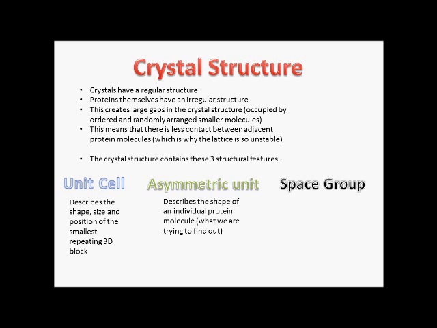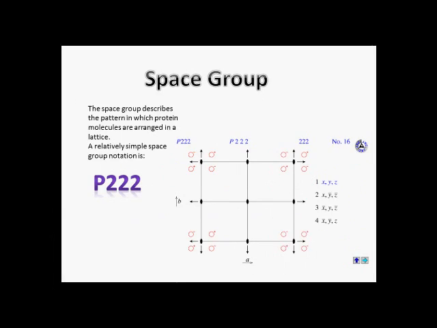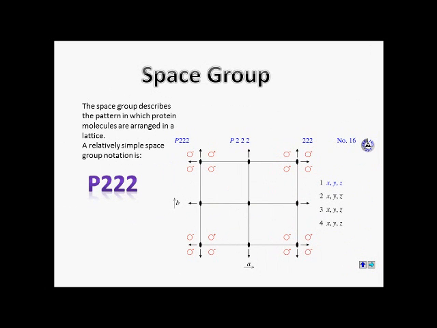The asymmetric unit's very easy to describe. It's just the exact shape of our protein and its bound ligand, which is what we're trying to find out. Protein molecules in a lattice have rotational symmetry around different axes, and the space group is how this rotational symmetry is described.